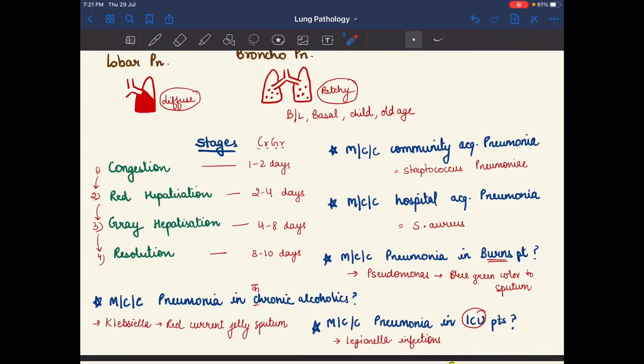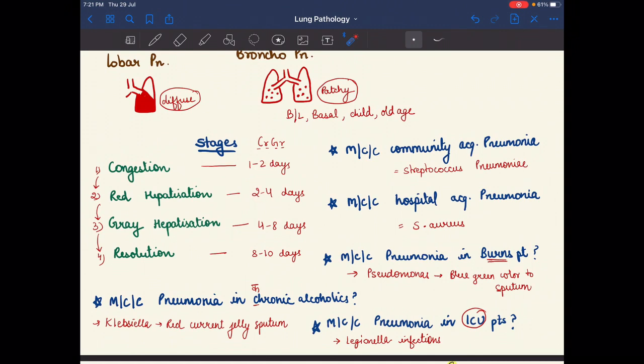Now the stages of pneumonia. The first stage is congestion, then red hepatization, gray hepatization, and resolution. The congestion stage occurs for 1 to 2 days. After 1 to 2 days, it converts into red hepatization. Red hepatization is for 2 to 4 days, gray hepatization is for 4 to 8 days, and resolution is for 8 to 10 days.